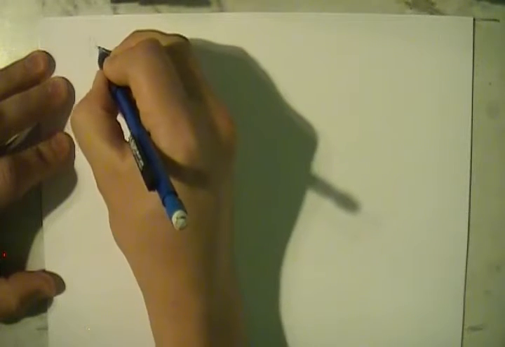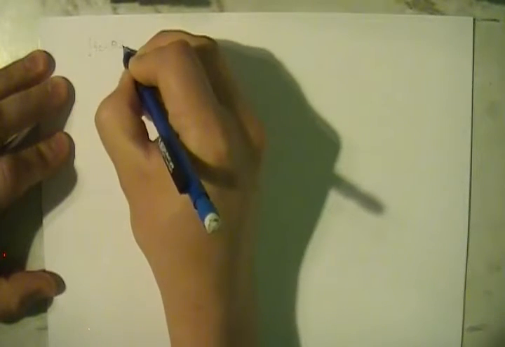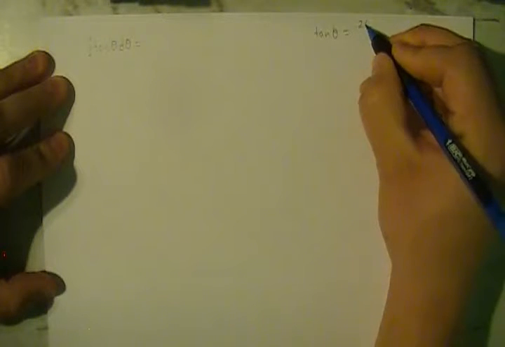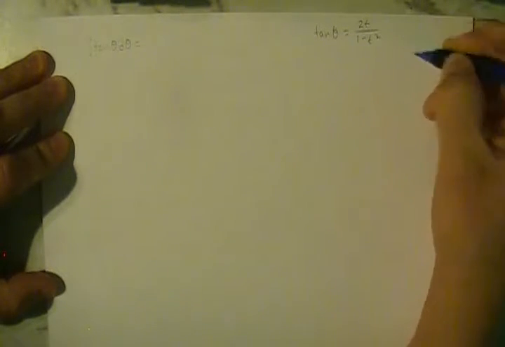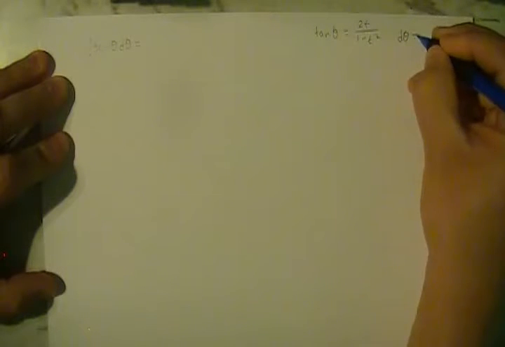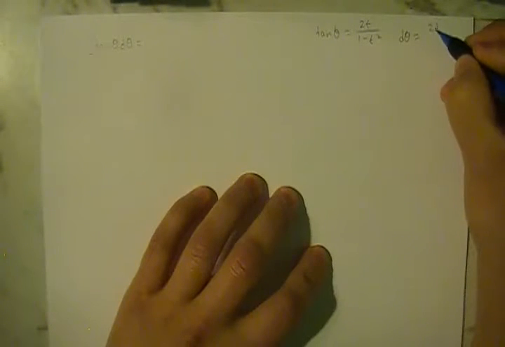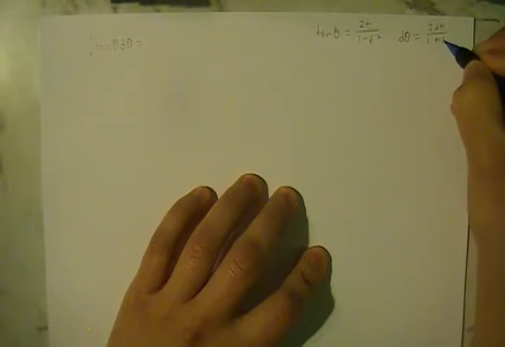Alright, so now one of the more useful aspects of this method, I think, is we can use it to integrate functions like tangent of theta, d theta. So just a reminder, tangent theta is sine divided by cosine, or 2t divided by 1 minus t squared. And d theta, if you remember what I wrote on the last page, is 2 dt divided by 1 plus t squared.